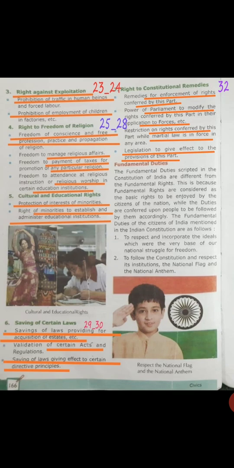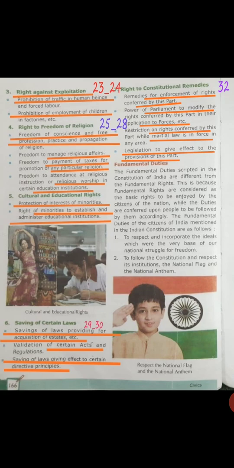So the last one is the right to constitutional remedies. This means that the saving of certain laws, Articles 29 to 30, is included in the cultural and educational rights. Last one is the right to constitutional remedies. It includes Article 32.